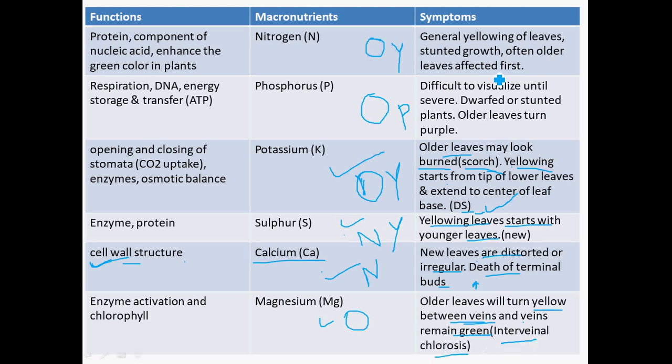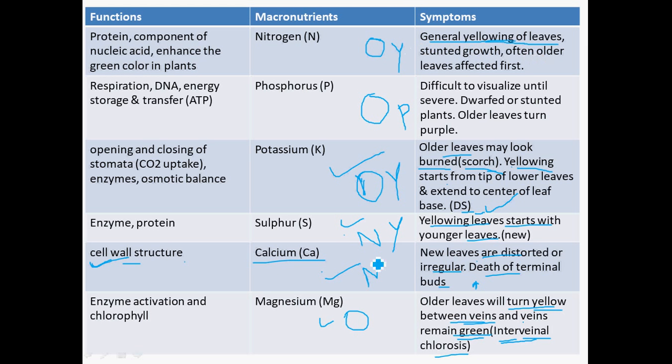There is one more term, chlorosis, and chlorosis means general yellowing of leaves. Just the yellowing of leaves means chlorosis. But when the leaves between the veins turn yellow and veins remain green, then this is known as interveinal chlorosis. Only chlorosis means general yellowing of leaves.